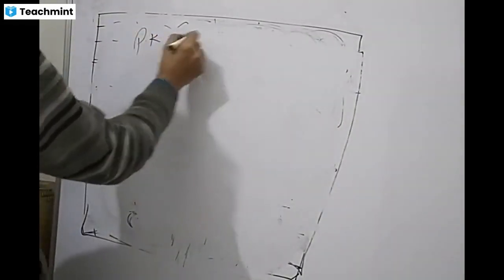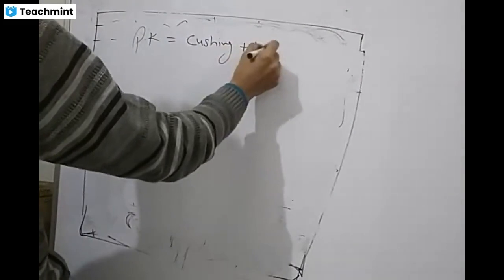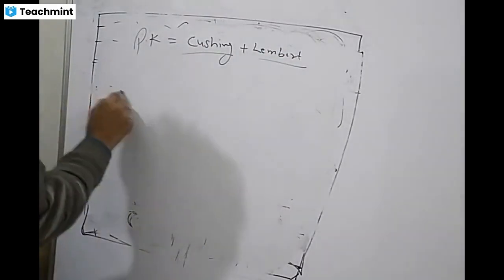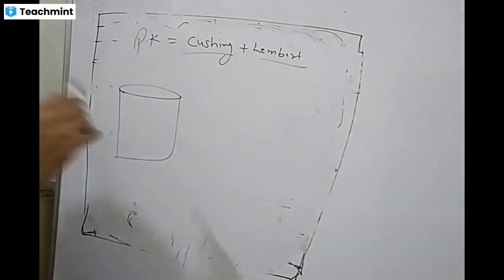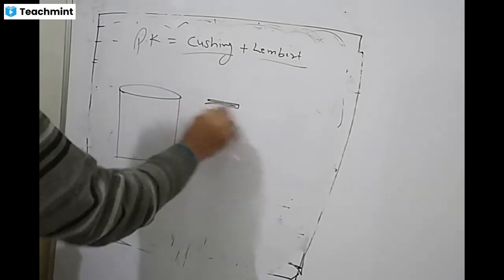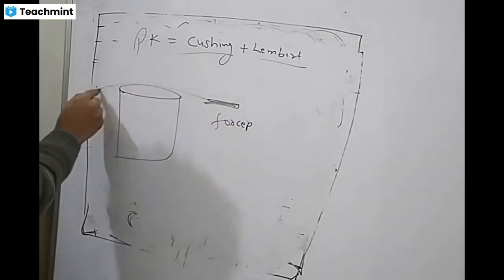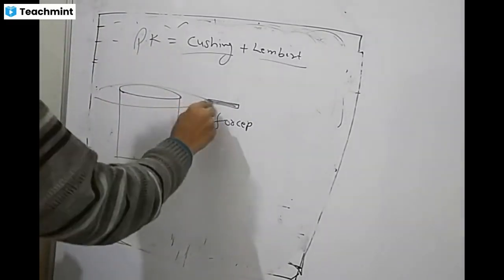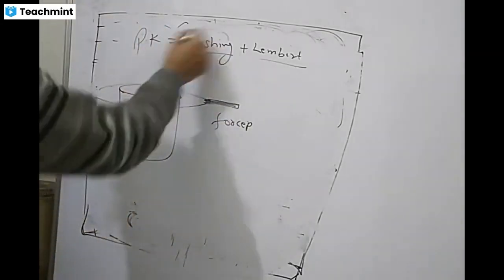Parker-Care is nothing but a combination of Cushing plus Lambert. This is the stump. First, we apply the artery forceps like this. Over this artery forceps, we take our suture material and first we start.